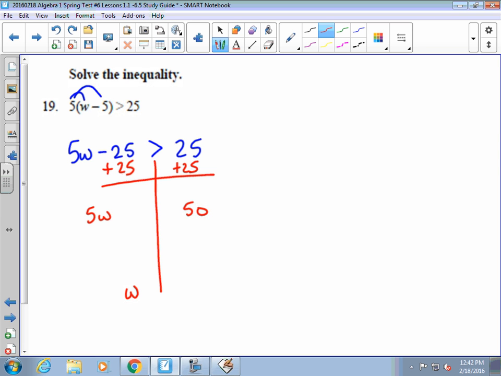Greater than does not reverse because all you do is add numbers, so it stays greater than, and then get w isolated by dividing by 5 to cancel out 5 times w. You divide the left, divide the right by 5. 50 divided by 5 is 10. And again, ask yourself, do you need to reverse the symbol? We divided, but it was by a positive number, not a negative number, so w will stay greater than 10.